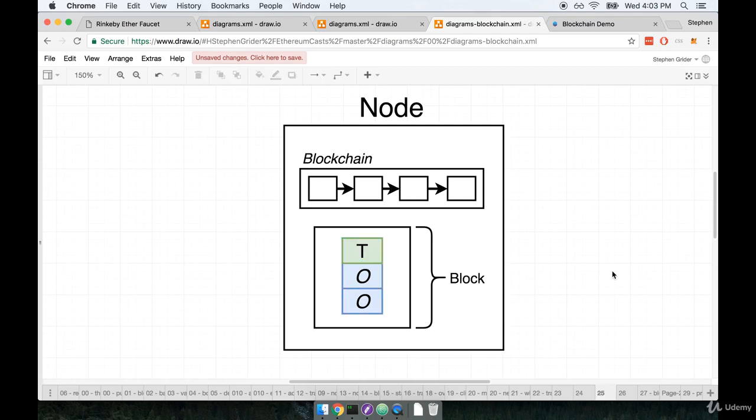Now, the process of mining is where things get complicated. So we're going to pause right here. We're going to continue in the next video, and we're going to start to dive into the world of mining. So it's going to be a lot of fun, and I'll see you in just a minute.